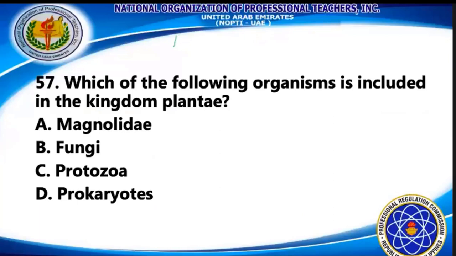57. Which of the following organisms is included in the kingdom Plantae? Magnolidae, fungi, protozoa, prokaryotes. So, syempre hindi siya fungi. X na yan. Kasi fungi is another kingdom yan. Protozoans hindi din. Diba? So, prokaryotes or magnolidae. Correct answer is A, magnolidae. Ang magnolidae kasi parang ano yan eh, yung puno, ang tawag doon, evergreen trees. So, siya ang kingdom plantae.